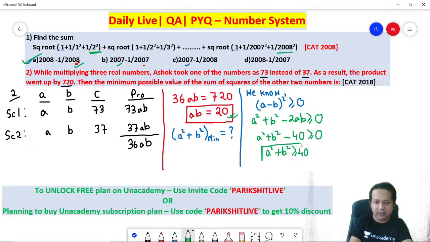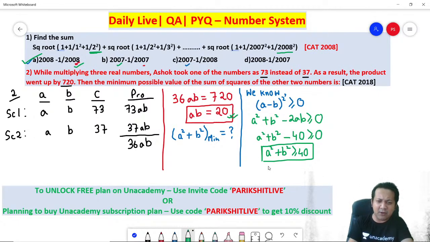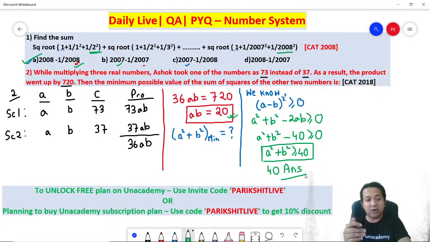You got it. The question is asking, what is the minimum value of A square plus B square? Remember, the value of A square plus B square is either equal to 40 or greater than 40. We are being asked the minimum value. Obviously, the minimum value will be 40. That's the answer for the second one. These are all CAT questions. Let's go to the third one.